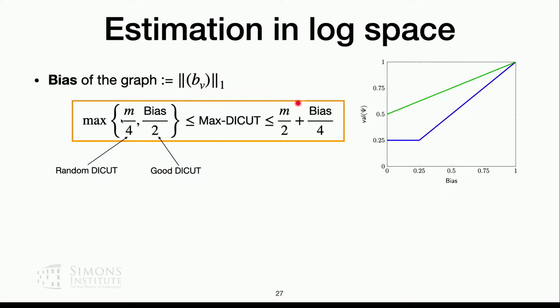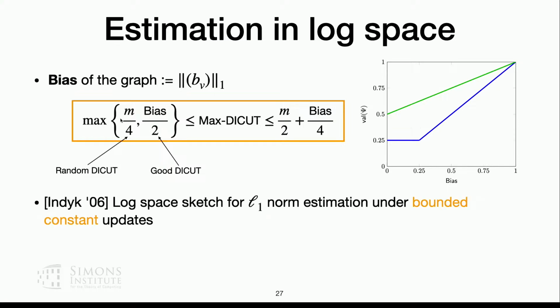So if you plot this as an upper bound on the Max-DICUT value in terms of bias, and a lower bound, then the bottleneck is somewhere here, which gives you a 2/5 approximation as the ratio between the upper and lower bounds. So that's the high-level idea.